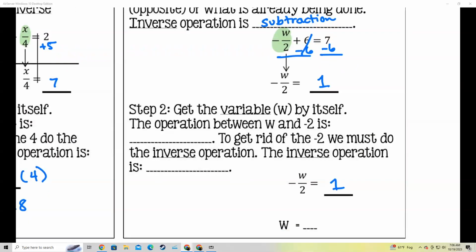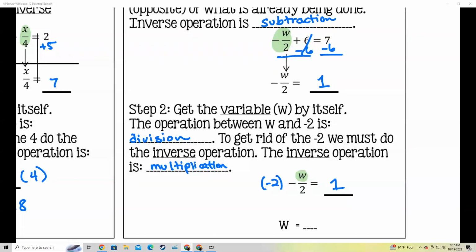Now that I simplified it a little bit more, my real goal is to get that w by itself, okay? The operation between w and negative 2, right now it's being divided, so we're going to say that this is division. To get rid of the negative 2, we must do the inverse operation. The inverse operation is multiplication. So I'm going to multiply both sides by negative 2.